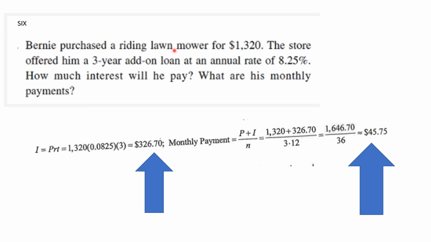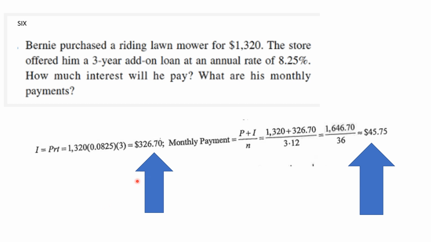Number 6, Bernie purchased a riding lawnmower for $1,320. The store offered him a 3-year add-on loan at an annual rate of 8.25%. How much interest will he pay, and what are his monthly payments? Well, the interest is going to be 3 years. That was the annual interest rate. That was the principal. So it is this amount. So you take the principal. So for the add-on loan, you just say principal plus interest divided by n.